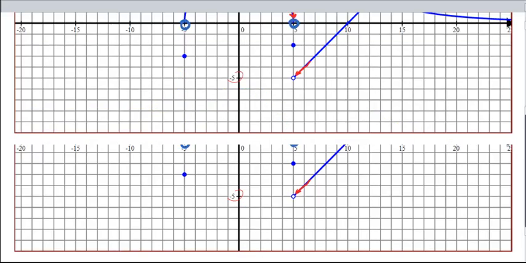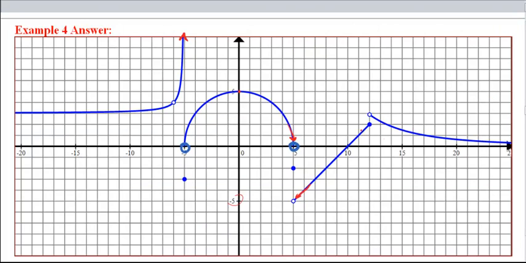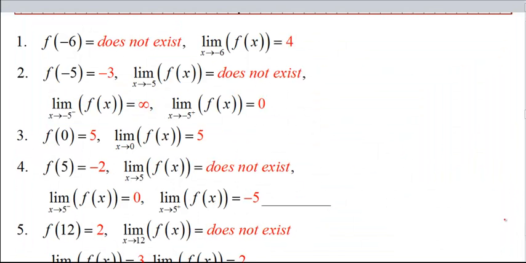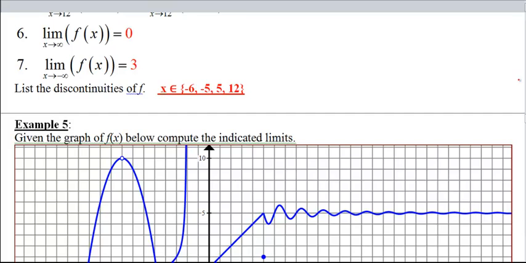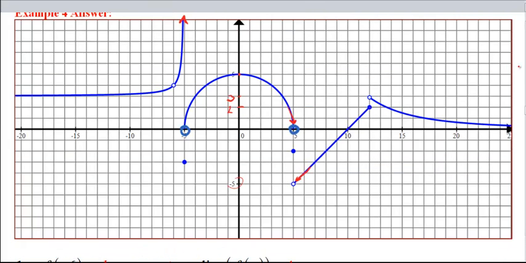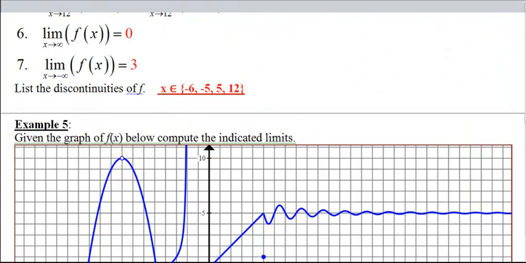And I bet next we want to look at 12. Yep, f of 12, the y value is right here. The point is right there, so the y value is 2. Up here is 3, so the limit from the right is 3, the limit from the left is 2, so the full limit does not exist. Okay, and finally, let's look at the limits as we go to infinity and minus infinity. It looks like as we go to infinity, it's approaching 0, and as we go to negative infinity, it's approaching 3. So there we had asymptotes.